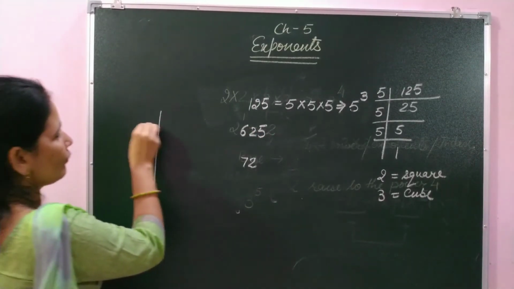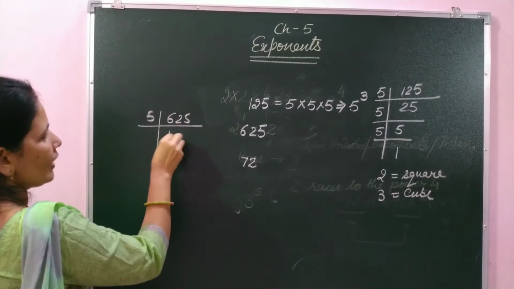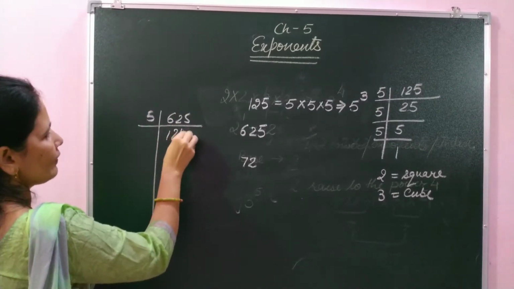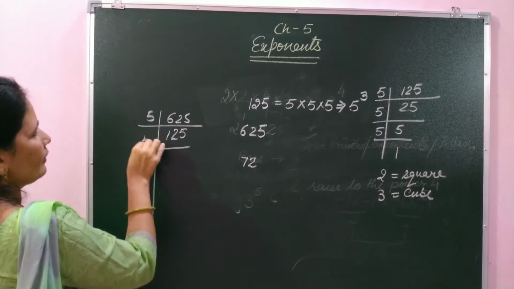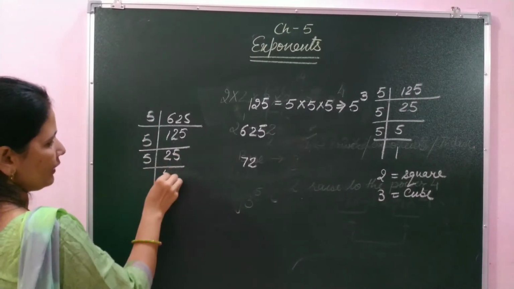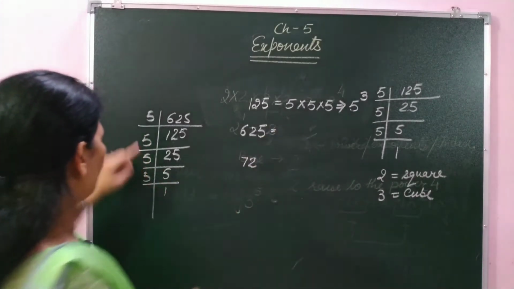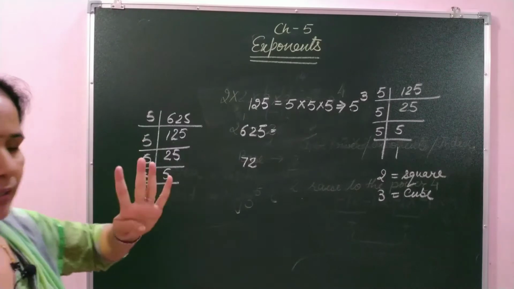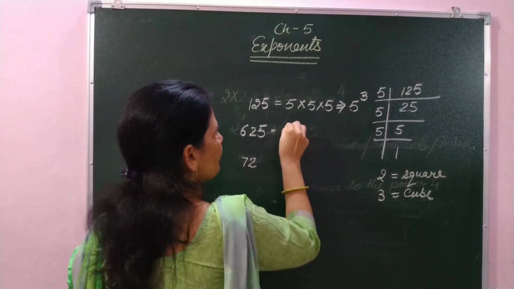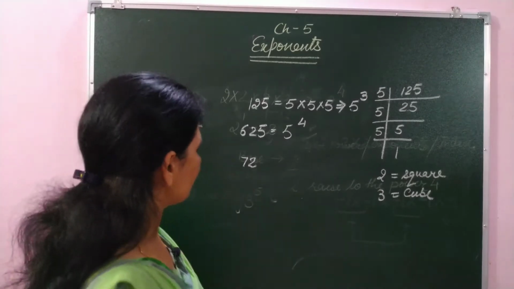So first find the factors of 625. 5 1s are 5, 5 2s are 10, 5 5s are 25. And 5 5s are 25, 5 1s are 5. So students, here we observe 5 repeats 4 times. So we can write 5 raised to the power 4. Okay, let's take 72.